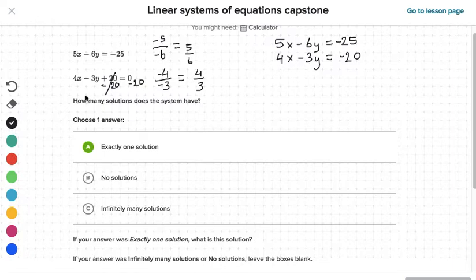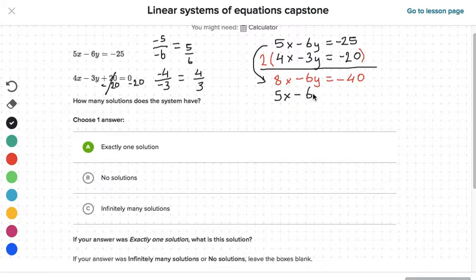So what we're going to do is we're going to multiply this one here times 2, right? Because that's going to give us a negative 6 as well. Okay, so that's going to give us 8x minus 6y equals negative 40. And from that, we're going to subtract our 5x. So we've got 5x minus 6y equals negative 25, and we're going to just subtract that entire equation.